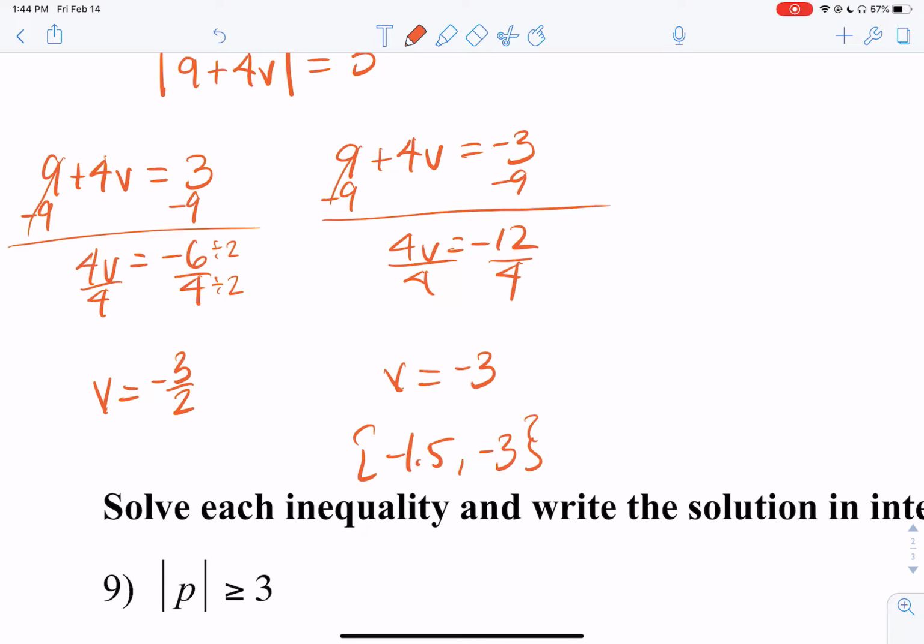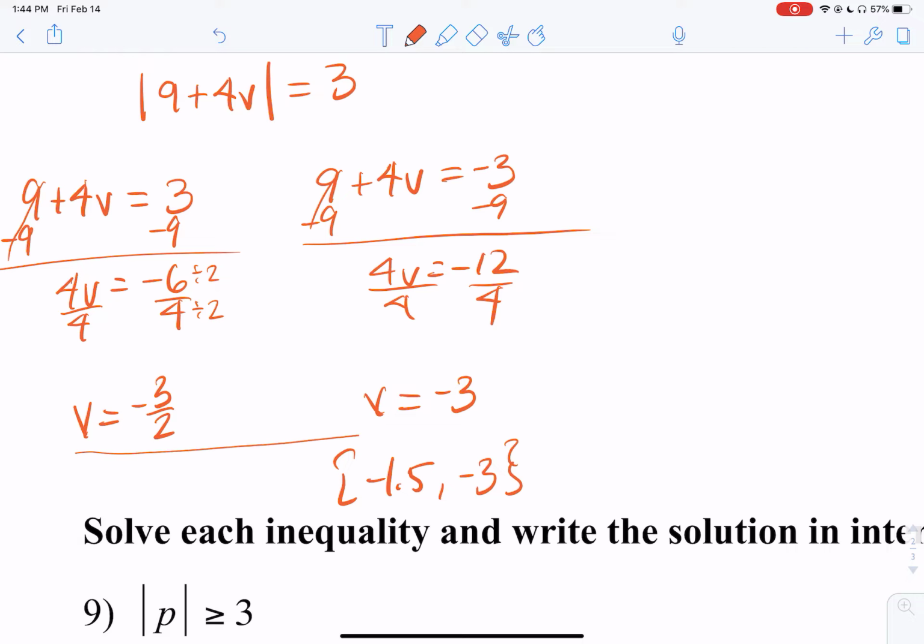Okay. Now remember, this is not an interval. This is just telling you again the two different notations that we have, all right? The two different values for V.